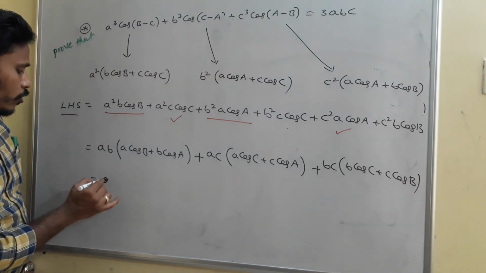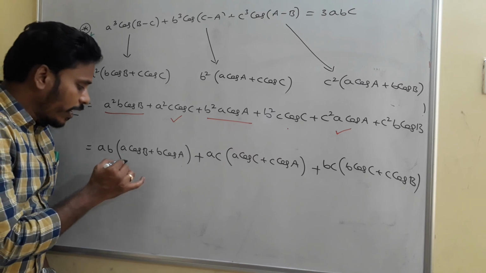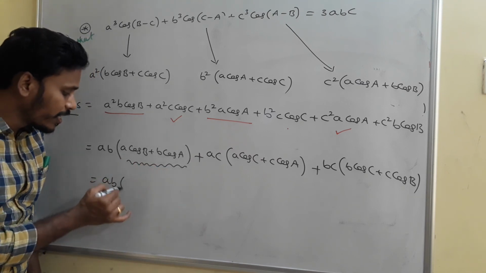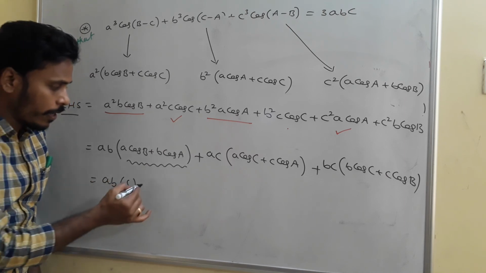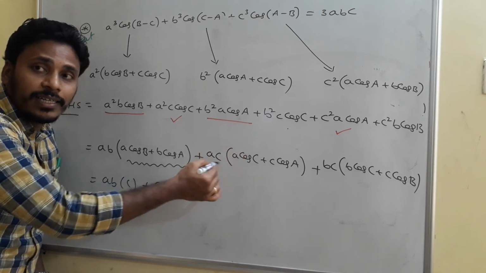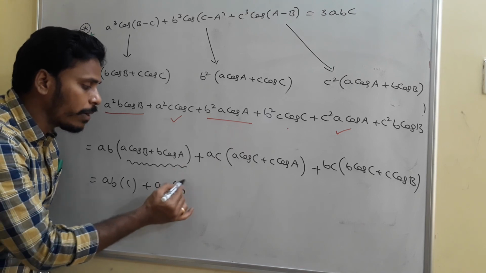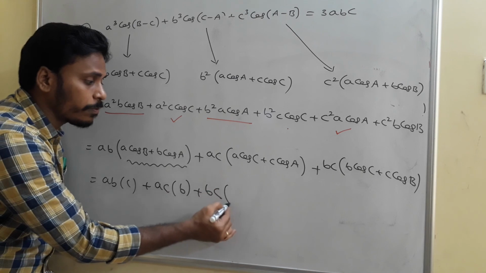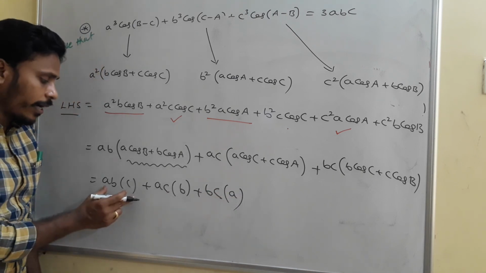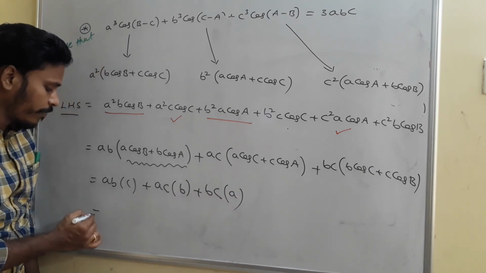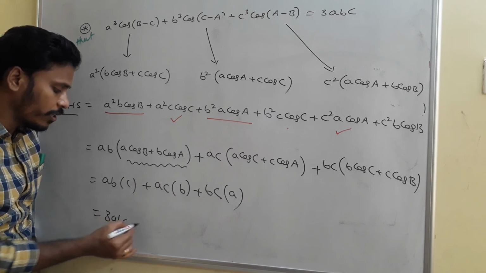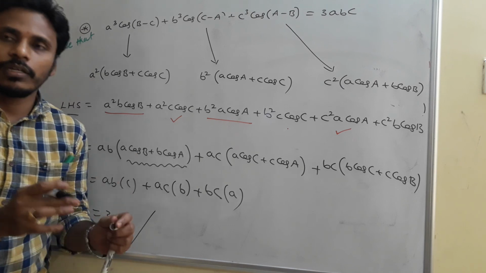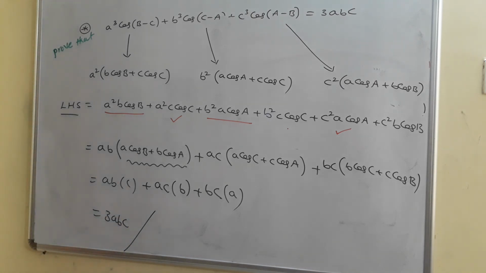And now this equals ab into (a cos B plus b cos A), which is nothing but c by the projection rule, plus ac into (a cos C plus c cos A), which is b by the projection rule, plus bc into (b cos C plus c cos B), which is a by the projection rule. Here it is abc, abc and abc. At the end, which is 3abc, there ends the problem. Okay, the problem is somewhat logical and it is required to do it once. Okay, just have a look.